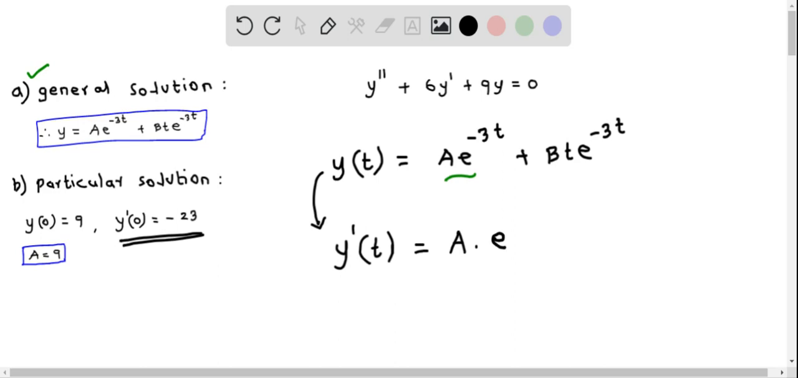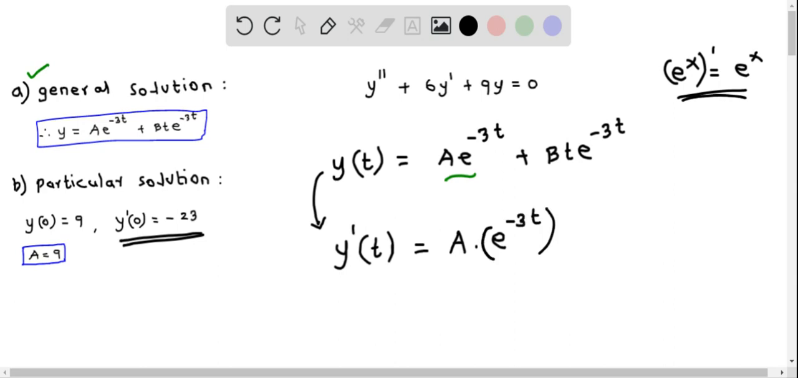I'm sorry, we will not have to apply the power rule. We just have to write down the formula for the derivative of e power x. So the derivative of e power x is basically e power x only. So we will use this formula, that is the derivative of e raised to the power of negative 3t is e raised to the power of negative 3t.